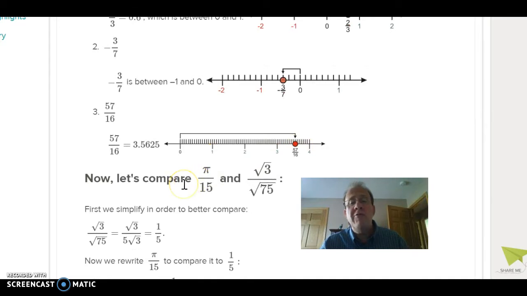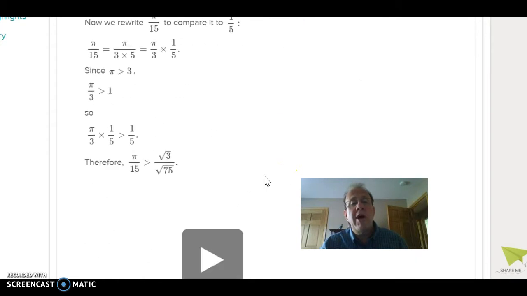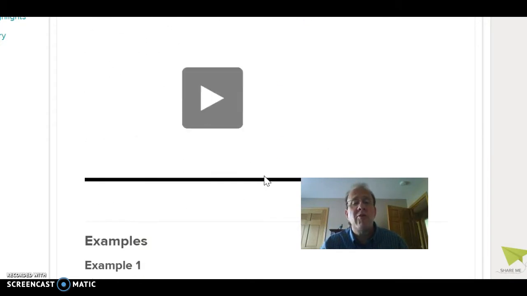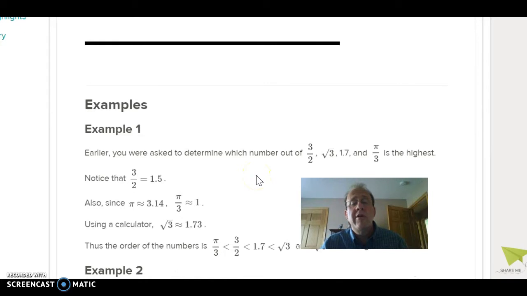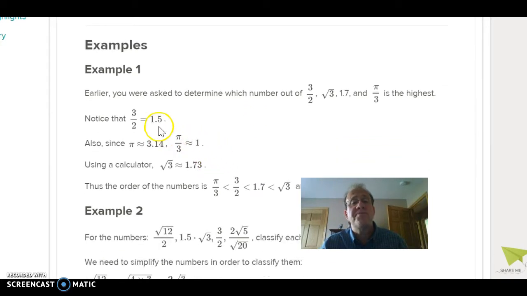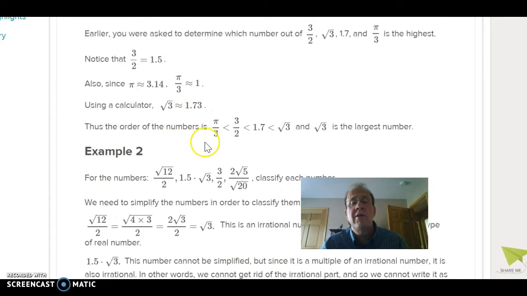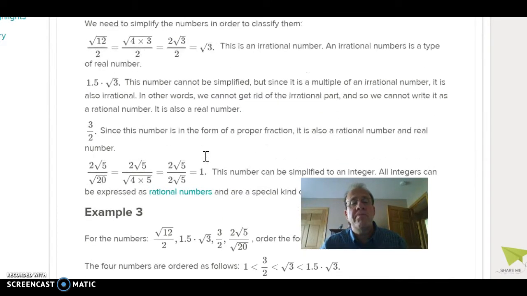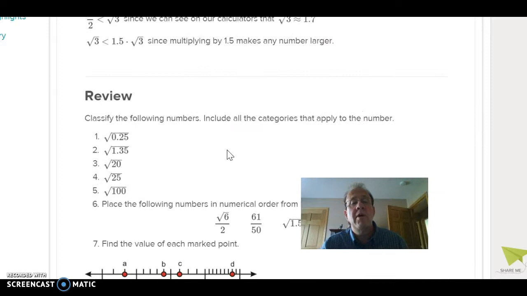If we want to compare numbers, I think the easiest thing to do, and I know the notes here are a little bit more complicated, is to put this on a calculator. So take pi in a calculator, divide by 15, and see which is smallest, okay? And we can do that, so turn everything into a decimal, and we can order from smallest to largest. So I've got a bunch of examples here. As you can see, if you're asked to determine which number is the highest, you turn everything into a decimal, and see which is the biggest. Same thing with this one, as well as this one.